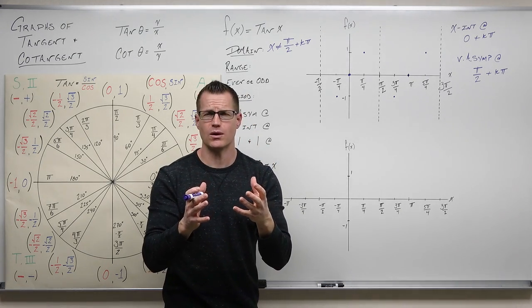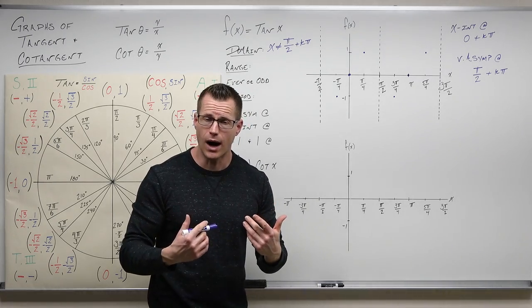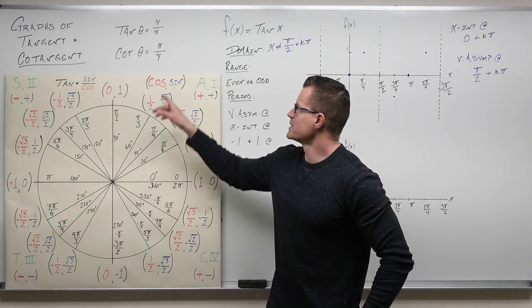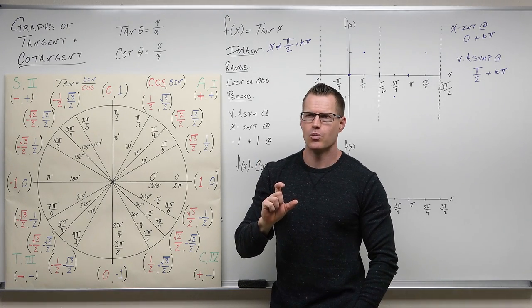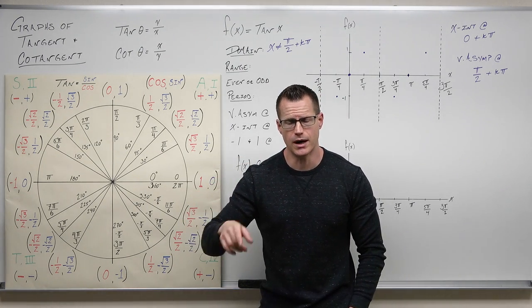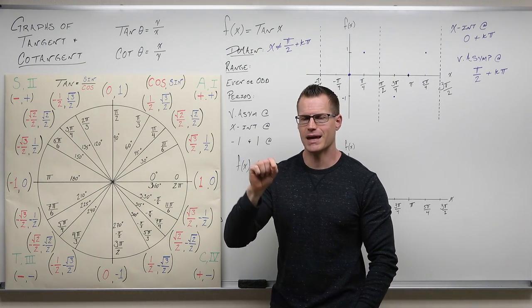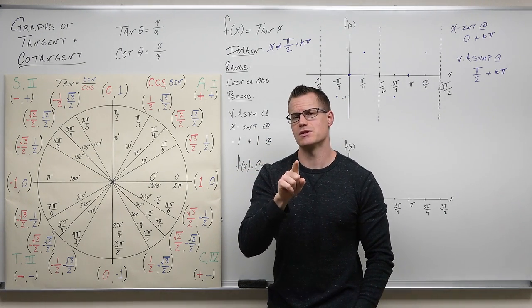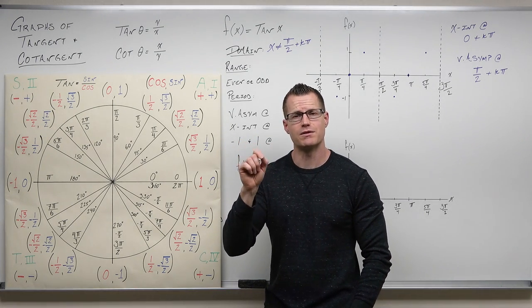I really want you to get why this is, not just memorize it. It's easy to memorize it, but understand why. The reason why tangent has a period sooner than 2 pi, it's every pi, is because tangent is a ratio, and positives divided by positives and negatives divided by negatives give you the same output. Also, positive over negative or negative over positive give you the same output.